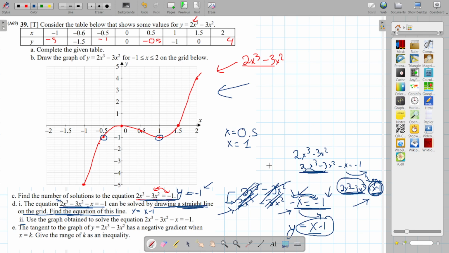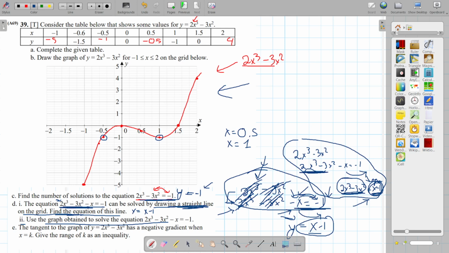And like I said, you can either do this method, which I like more, or you could do this method. Okay, and I like the first method more, which is canceling out the old one. You'll be left with x minus 1. This is when you don't know what the straight line is. Here they're saying use the graph obtained to solve the equation. So okay, they want you now to draw the line. Draw y equals x minus 1.